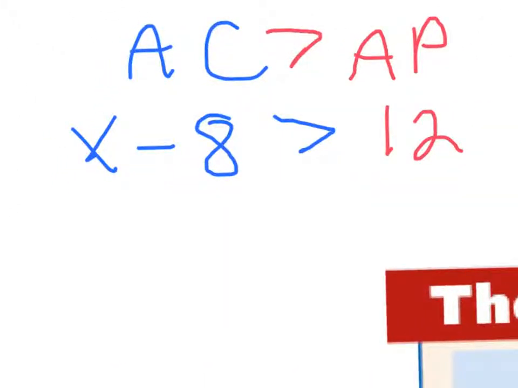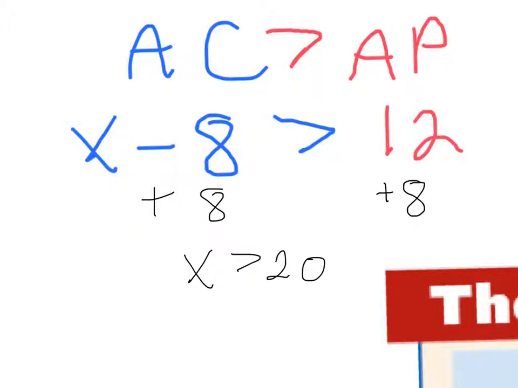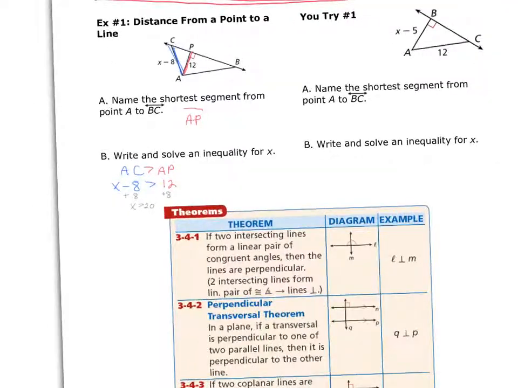Now you have this inequality that you've written, and you can simply go ahead and solve this like you would an equation. If you want to get x by itself, of course you have to undo subtraction with addition, and x would be greater than 20. So that means that AC has to be greater than 20. So that's our first example.